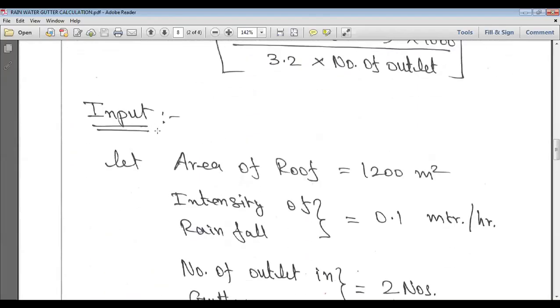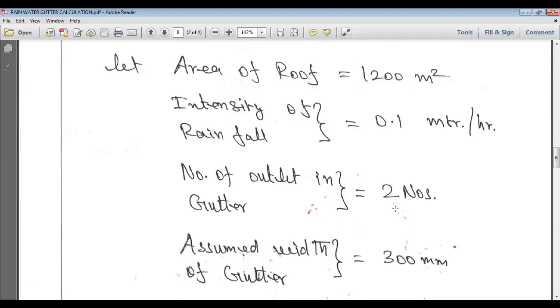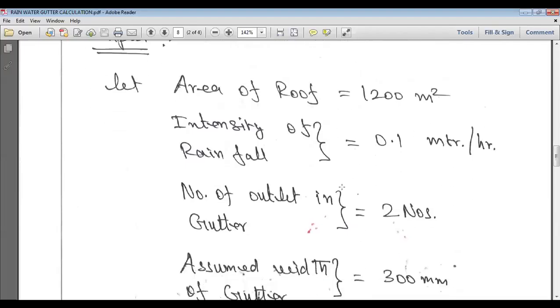As input, we now consider the area of the roof, assumed as 1200 meter square. The intensity of rainfall we need in meters per hour only. The available intensity is 100 mm per hour, which we converted to 0.1 meter per hour. The number of outlets I have considered is two, one on the left side and one on the right side in plan.